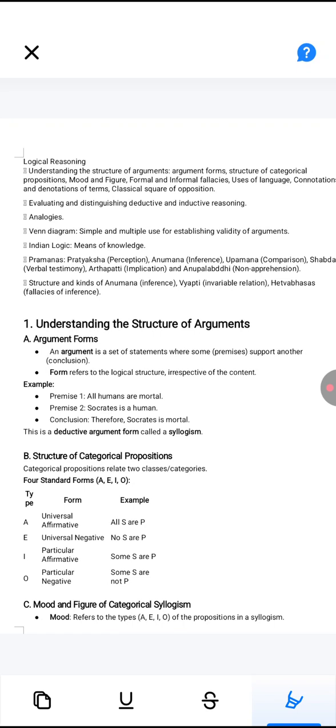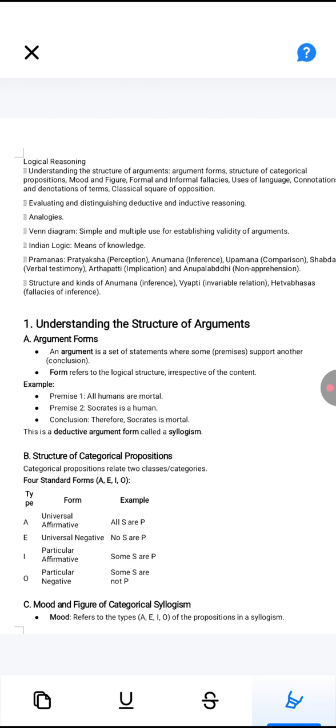In today's class, we are going to talk about logical reasoning. So these are the topics that we are going to discuss in today's class. First topic we have understanding the structure of argument, argument forms, structure of categorical proposition. After that we have mood and figure, formal and informal fallacies, uses of language, connotation and denotation of terms, classical square of opposition.